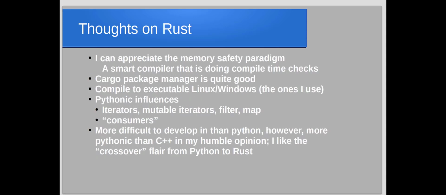Some of my thoughts on Rust are that I can really appreciate this idea or paradigm of a smart compiler that is insistent on making the compiled code memory safe. And I also appreciate what I'm considering the Pythonic influence in Rust, which are mainly focused on iterators and what they're calling consumers. I would say that Rust is definitely more difficult to develop than Python, and the question would be, is it worth it? And I think that depends on the application, and in my case it really depends on whether I'm going to try to make this tool a commercial application, widely distributed, etc.